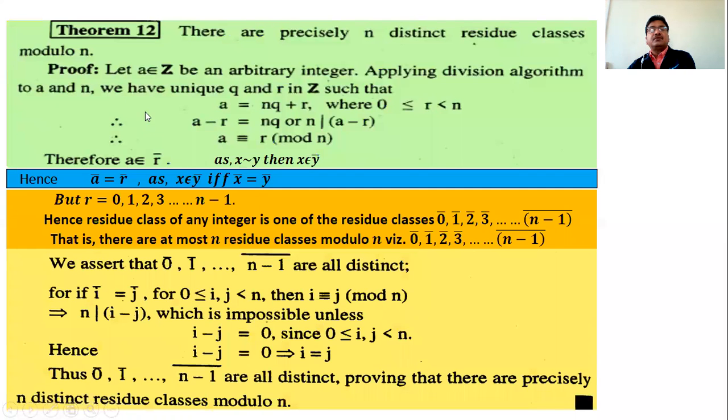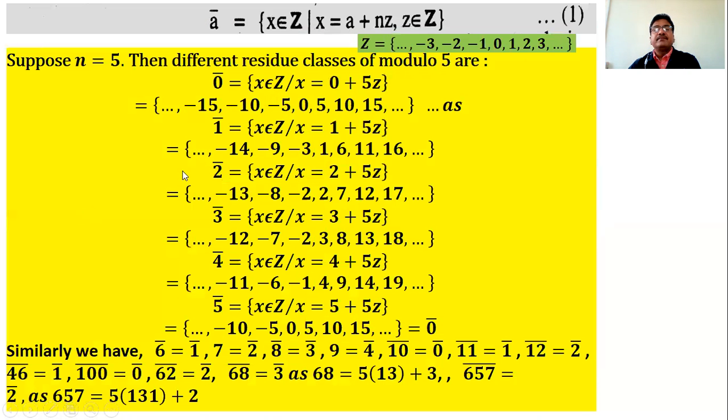Okay, so next is the theorem. There are precisely or exactly n distinct residue classes modulo n. So what do I have to prove? There are exactly n residue classes modulo n. If we observe here, what is our observation? If n is 5, then we have only 5 distinct residue classes. What are they? 0 bar, 1 bar, 2 bar, 3 bar, 4 bar. Only these are the 5 distinct residue classes.